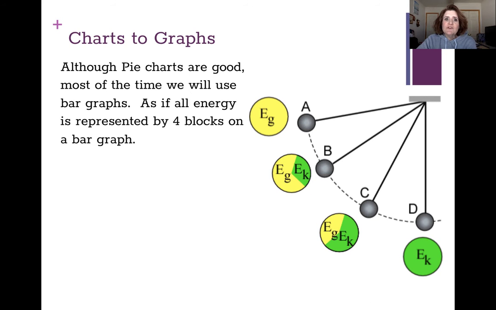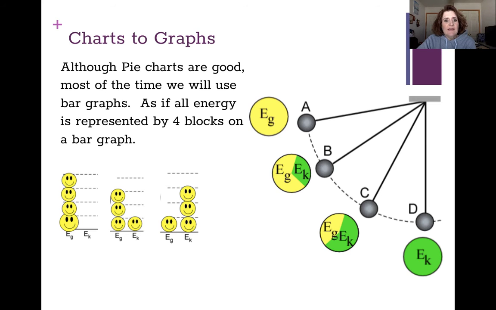Although pie charts are good, most of the time we'll actually use a bar graph, as if all of the energy is represented by 4 blocks of bar graph energy. So at position A, we would have 4 blocks of Eg. At position B, we might have 3 Eg and 1 Ek. At position C, we would have 1 Eg and 3 Ek, because you can't have part of a block. Think about taking Legos apart. And at position D, we would have all Ek.